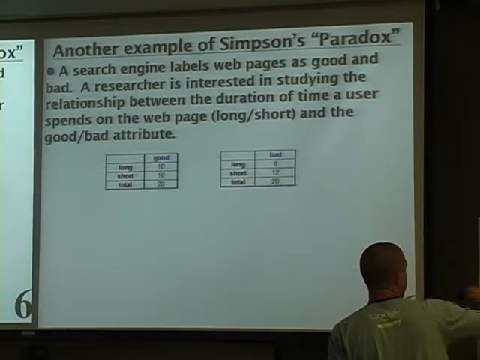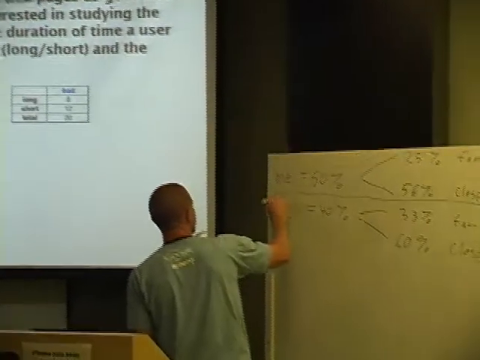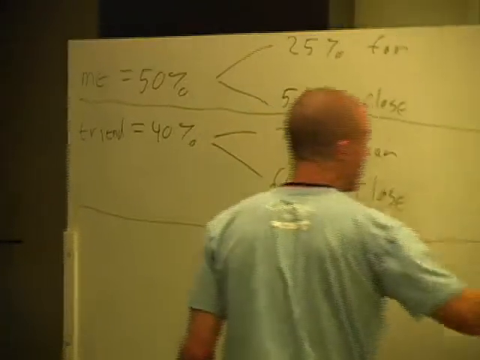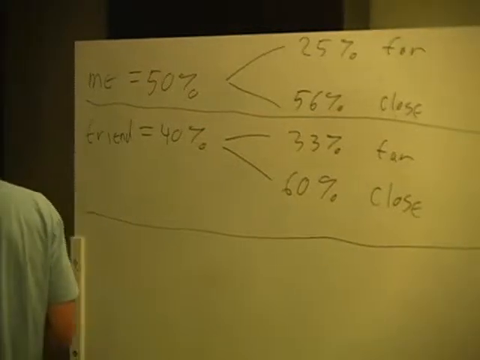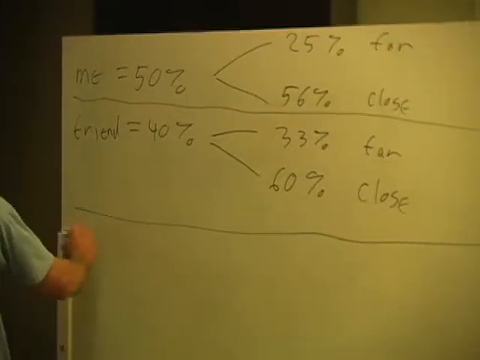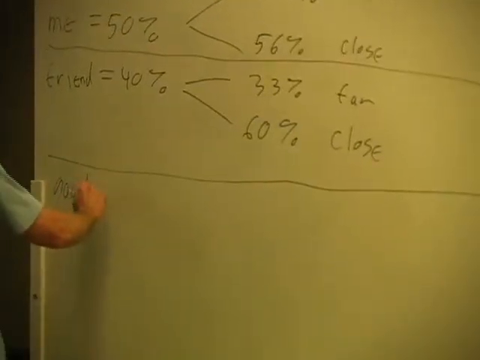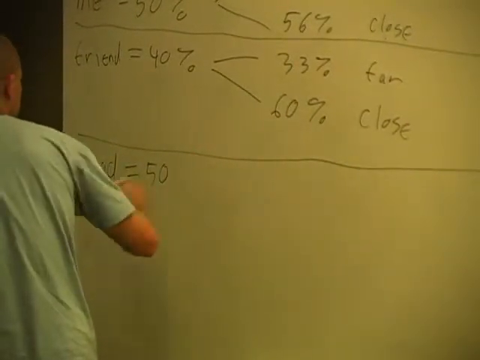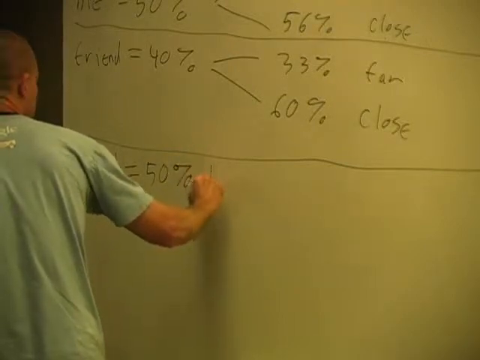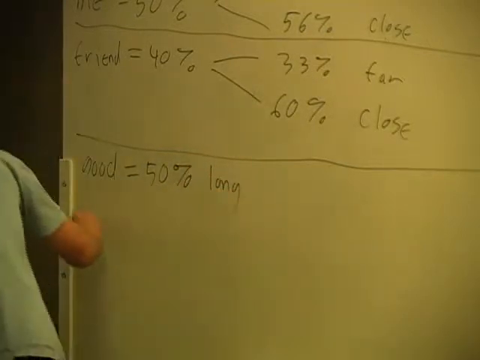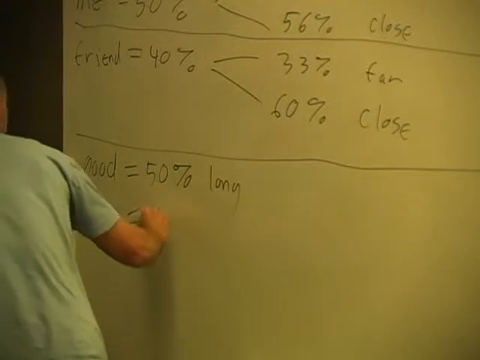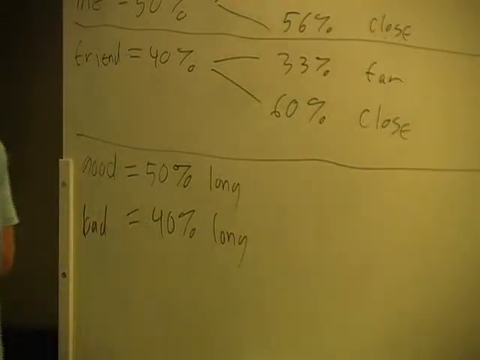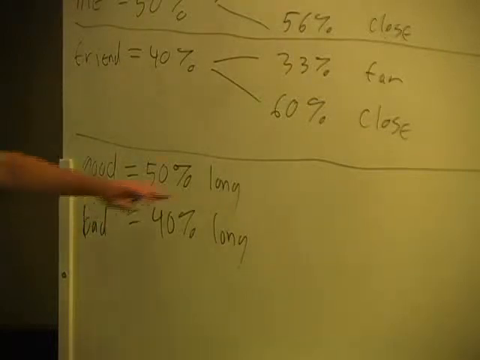Okay, so let me, here, actually, you know what? I'm going to leave this example up and then just redraw everything down here. So let's see. The good pages, if I start with good, the good pages are 50% long, right? On a good page, people stay long 50% of the time. And on the bad pages, those are only 40% long, right?